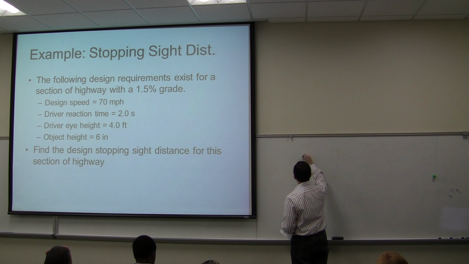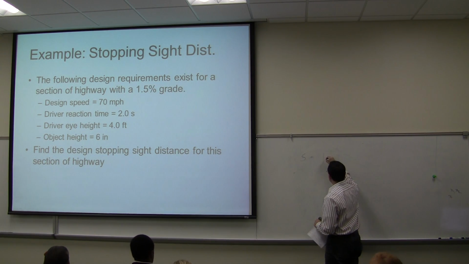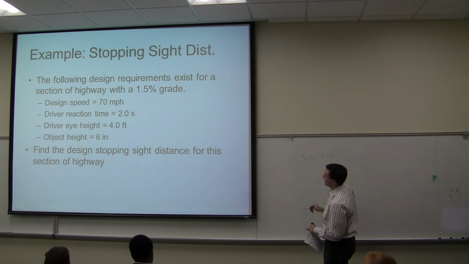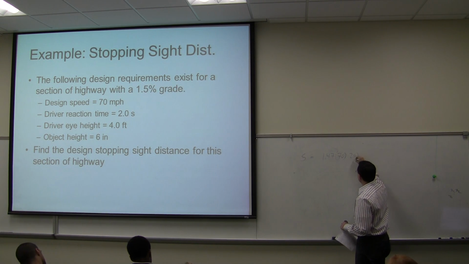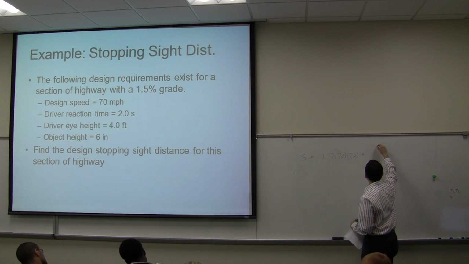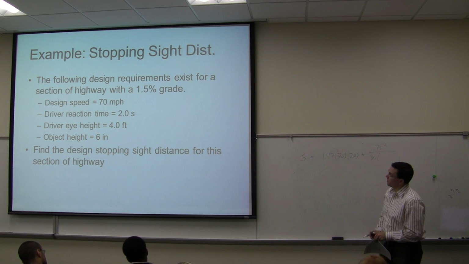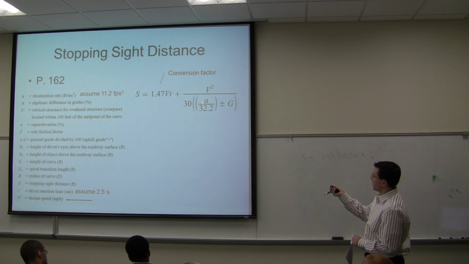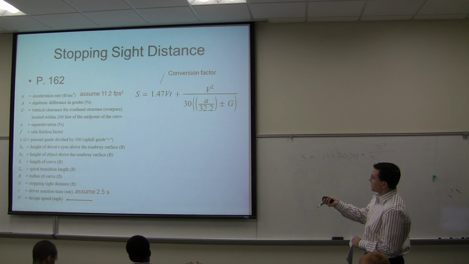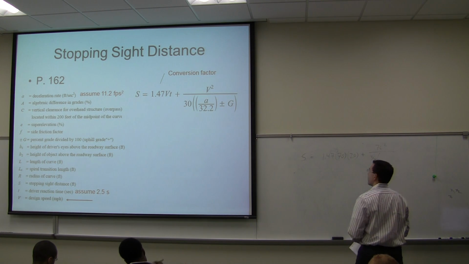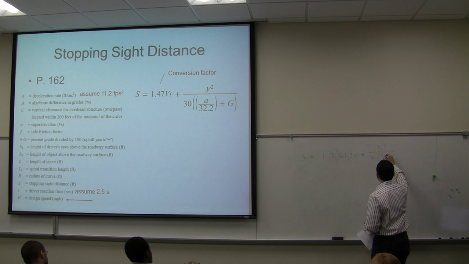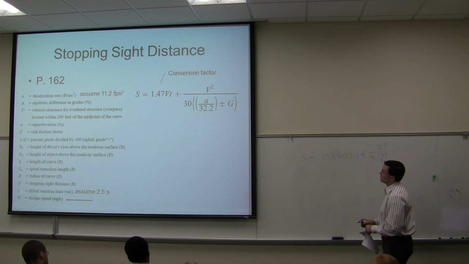So the stopping sight distance, S or SSD, is 1.47. What's our speed? 70 miles an hour. Our reaction time is 2 seconds, plus 70 squared over 30. And A in this equation is the deceleration rate in feet per second squared. They're probably going to give you a value to assume in the problem, but for design purposes, we assume 11.2 feet per second squared. So that'd be 11.2 over 32.2.